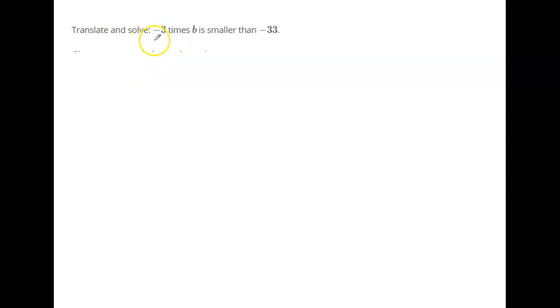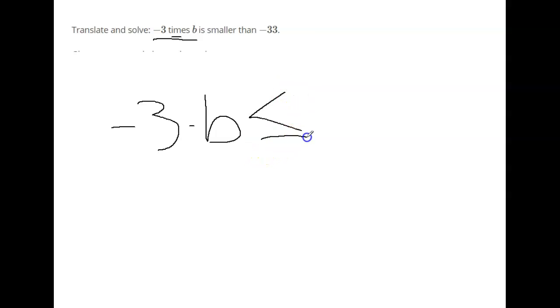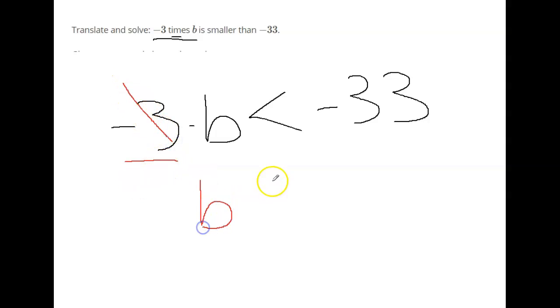So for this one, -3 times b, the times indicates multiplication, so -3 multiplied by b is smaller than, so strictly less than, it's not less than or equal to, it's just less than -33. And so that's how you would set this one up, and we want to get b by itself, so we divide both sides by the -3. And so dividing by -3 over here is going to leave us with just the b.